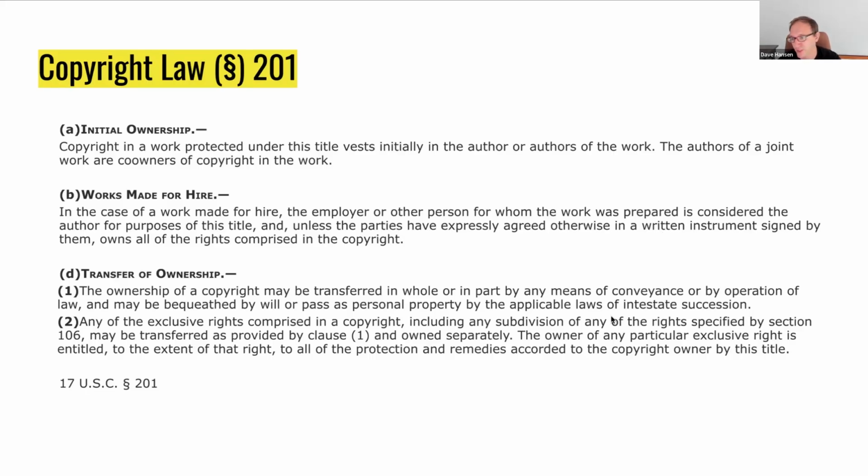And then the third thing here is about transfer of ownership. Again, this is pretty intuitive. We know that if we sign an agreement, we can transfer our copyright to others. But this puts some conditions on that. It says that ownership of a copyright can be transferred in whole or in part by any means of conveyance or by operation of law, and may be bequeathed by will and all these other ways. And then it gives us a little limitation on that, and it says, but if it's an exclusive right, then it may be transferred. And the owner of that exclusive right is entitled to all of the protections afforded to the copyright owner under this title. Effectively, they get treated the same. This is a really important thing because authors are often asked to sign these agreements to transfer their rights.